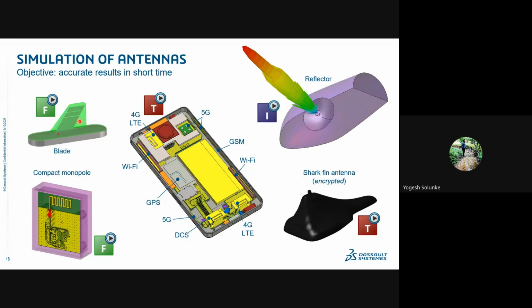For all types of blade antennas, you can use the frequency domain solver or the time domain solver also, again depending on the bandwidth. If you are designing an antenna with a reflector which is bounded by a radome, again that is also possible. With the help of the integral equation solver, you can simulate that. You can see the radiation pattern of your antennas and all.